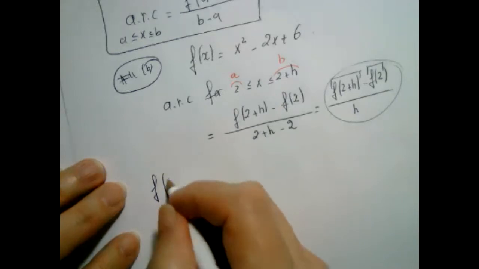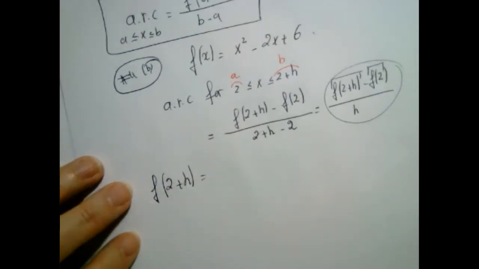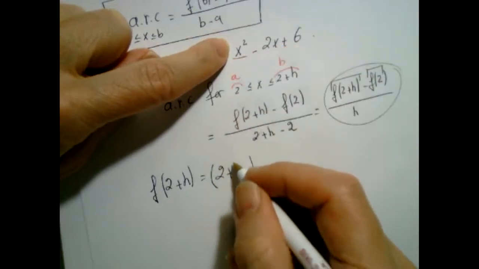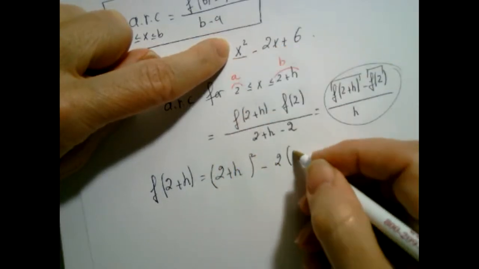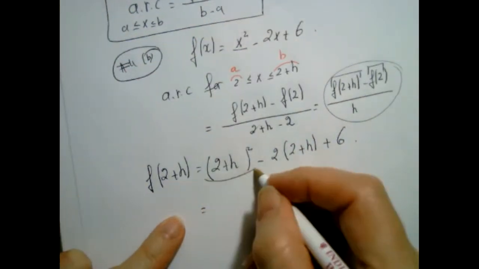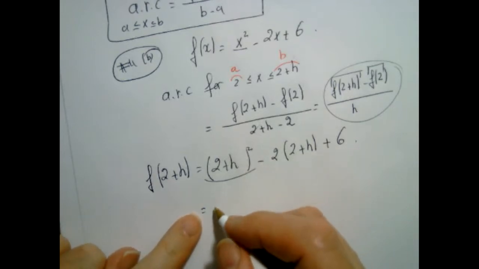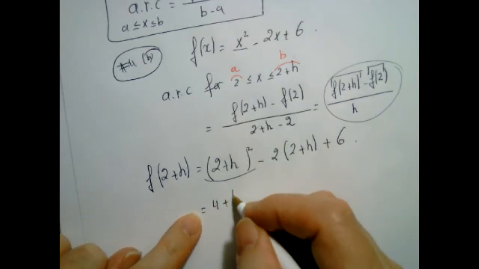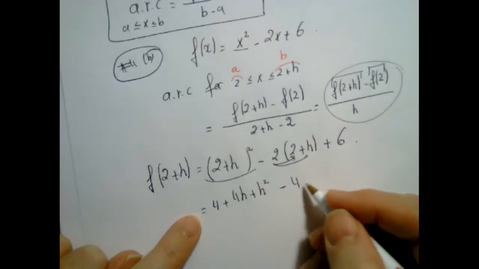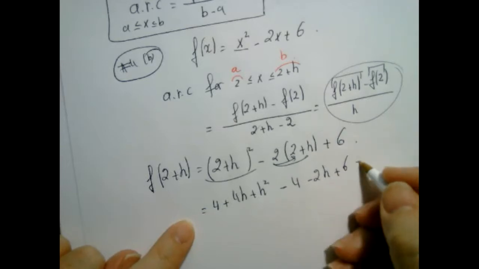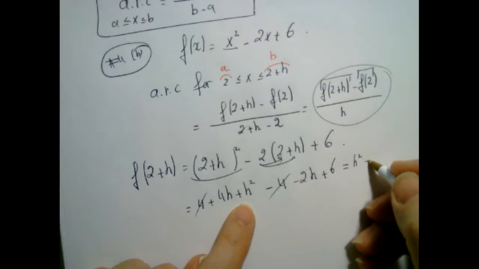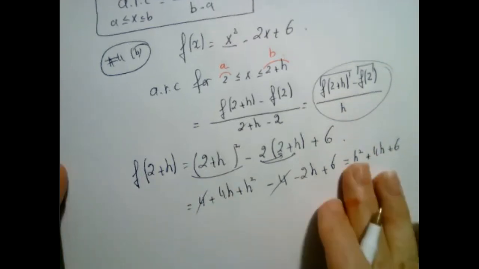So what is f of 2 plus h? We've done a lot along those lines during the semester. What does f do? It takes x and squares it, minus 2 times x, plus 6. Now we have to distribute. If you distribute, you will get 4 plus 4h plus h squared. Make sure you distribute it. And then I distribute here, minus 4 minus 2h, plus 6. So this and this will cancel each other out. I will have h squared plus 4h plus 6.